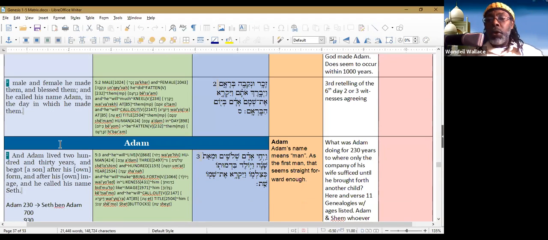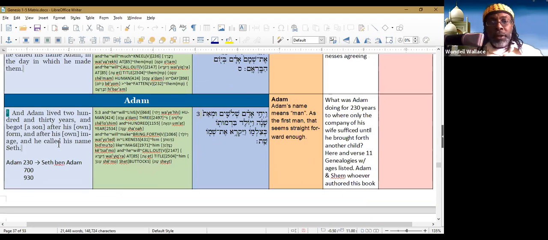So as we go down, we get into Adam, and Adam detailing his life and the birth of his son from him and how he's the head of this genealogy. "And Adam lived 230 years and begot a son after his own form and after his own image. And he called his name Seth." All right, so when a man has a son, it's after his own image, after his own form. And so I guess that could help us understand when it says that God made man in his image after his likeness.